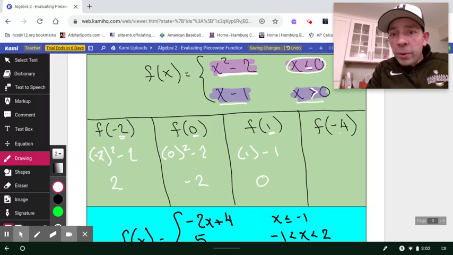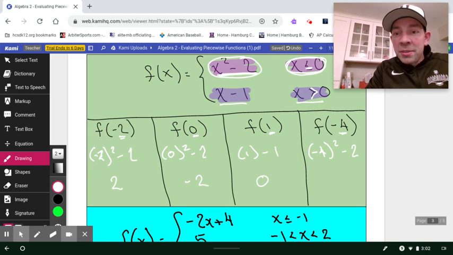How about negative 4? Where does the negative 4 fall? It is less than or equal to 0, so you're going back to this function right here. Good parentheses. Now remember, squaring it makes positive 16. 16 minus 2 makes 14.